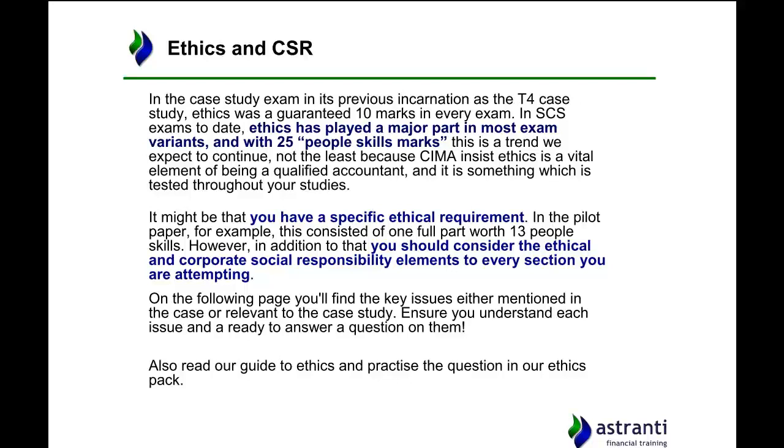ethics regularly. And in fact, in the pilot paper that was released at the start of the new syllabus, there was one question that was just on ethics. It's also worth noting that ethics has been a requirement in at least 2 variants ever since. So it's incredibly important to make sure you understand the ethical implications of the business's actions.